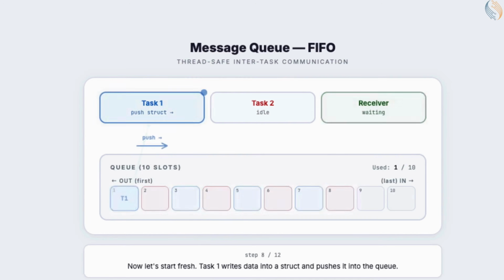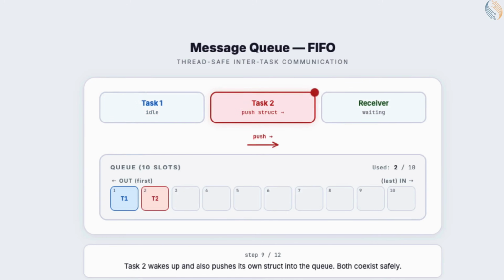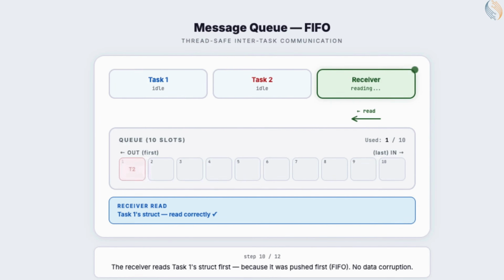Now let's say we have a queue. Task 1 writes the data into the structure and then pushes that structure into the queue. The consumer task will read the structure from the queue. If task 2 wakes up and writes new data into the structure, it will also push its structure into the queue. This data will simply be added to the queue as another element. So the consumer task will first read the structure sent by task 1, and then it will read the structure sent by task 2, in the same order they were placed in the queue.